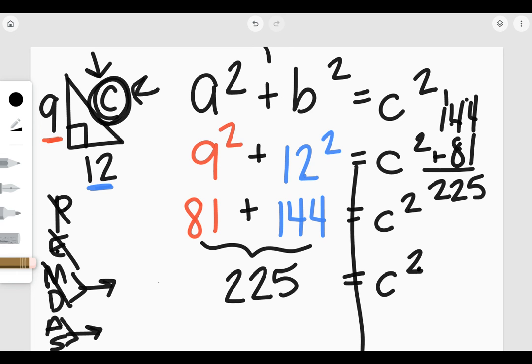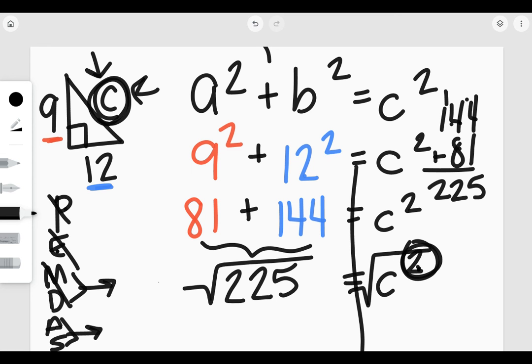If I've got C that I need to get, but all I have is C squared, how can I get rid of this exponent? Well, the opposite of squaring something is taking the square root. So let's take the square root of C squared. And remember, if I do it to one side of an equation, I have to do it to the other because we keep our equations balanced.